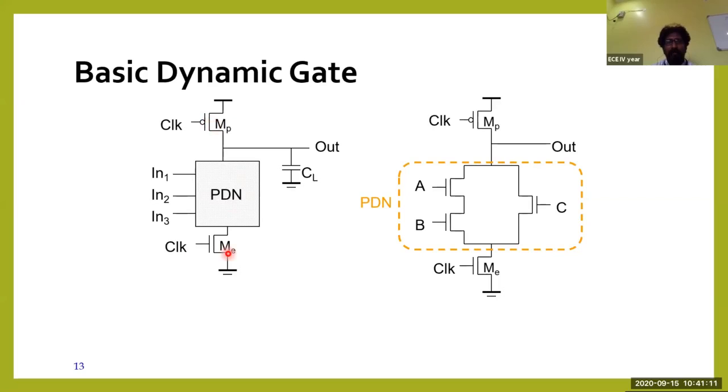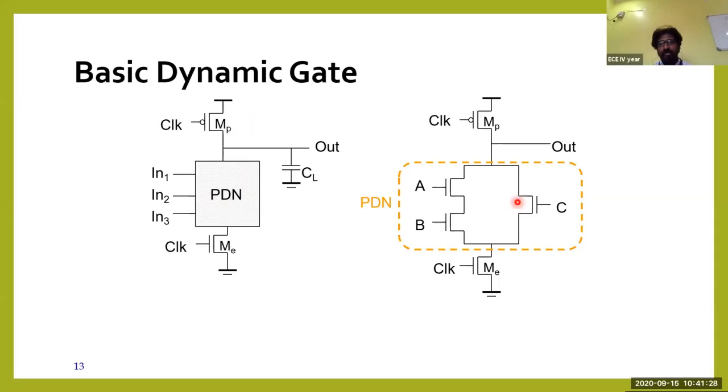MP and ME are compulsory. This is a pre-charge MOSFET and this is an evaluate MOSFET. MP means pre-charge MOSFET, ME means evaluate MOSFET. This is a clock signal which you supply here, and this one denotes your Boolean equation.